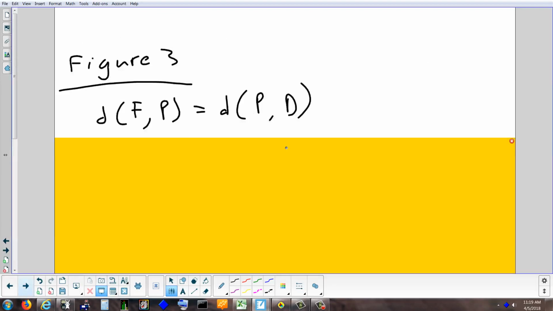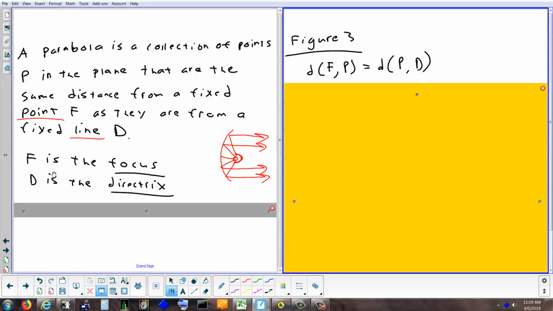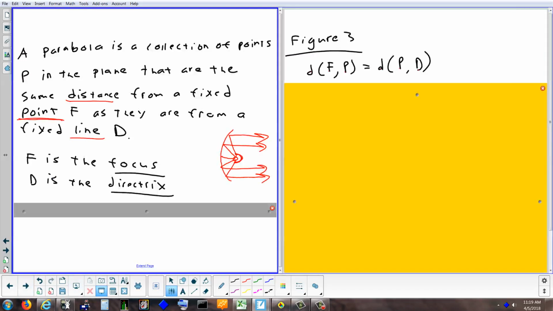All right, so if you look at your packet, Figure 3 is summing up the definition of a parabola, writing it as an equation. This is saying the distance from the focus to any point is the same as the distance from that point to the directrix. That's exactly what I just wrote right here. Distance from the point, and then distance to the line. Just saying the same thing as an equation.